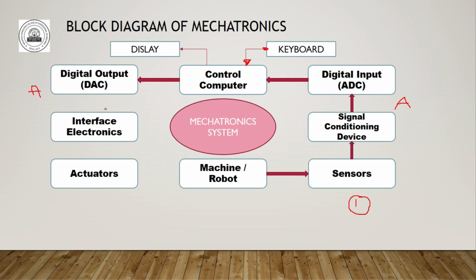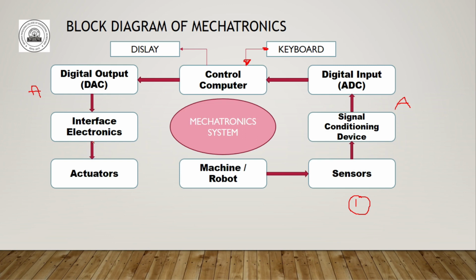Okay, then next the output by the DAC is given to the electronic interface. Now what does it do? Again, it is a signal conditioner. It converts this analog signal into a suitable form to run the actuator. So it is again the interface electronics device.